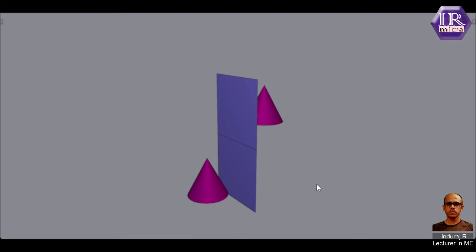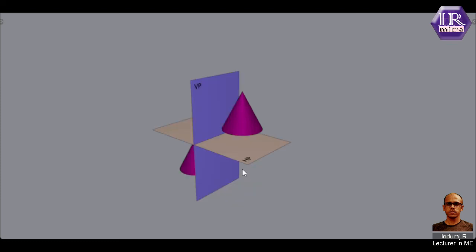Just imagine that you have got a plan and elevation of your house and you merge those together. What can we deduce from that plan and elevation? Nothing we can deduce. The same happens in the second quadrant and in the fourth quadrant. This is the reason why we are not using the second angle projection and fourth angle projection.